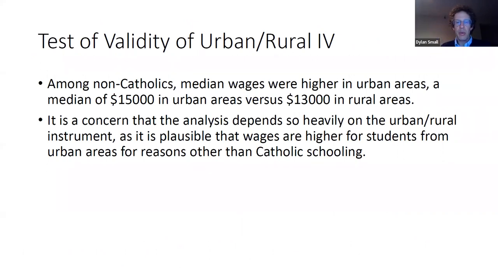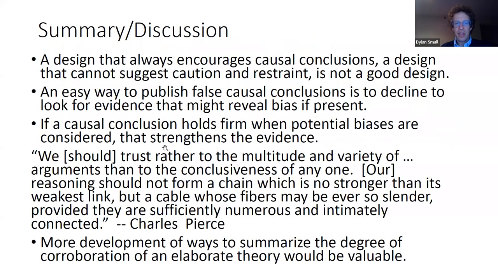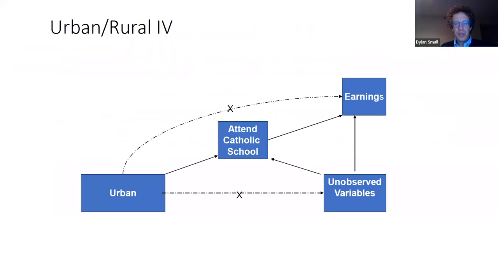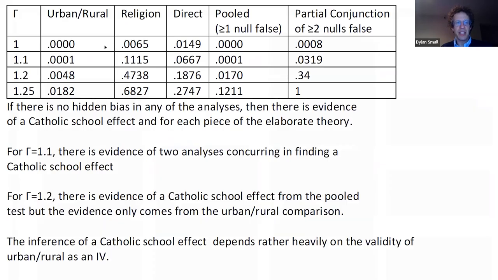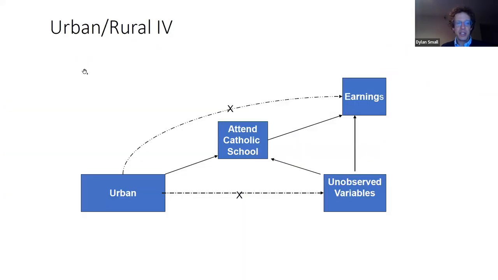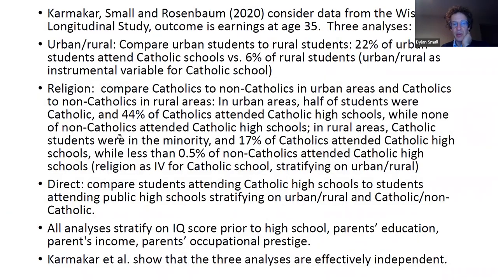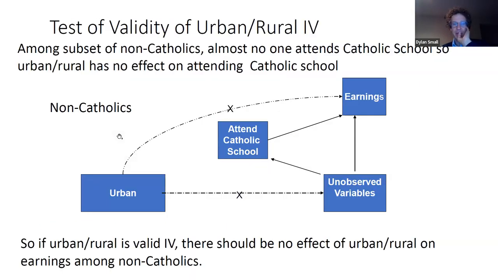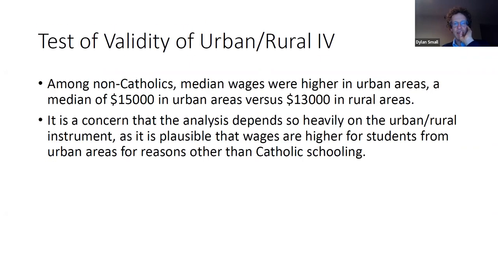But this is concerning because the results are highly dependent on this urban-rural comparison. And this comparison looks like it might be biased because urban actually seems to be related to unmeasured variables. So this is somewhat concerning.